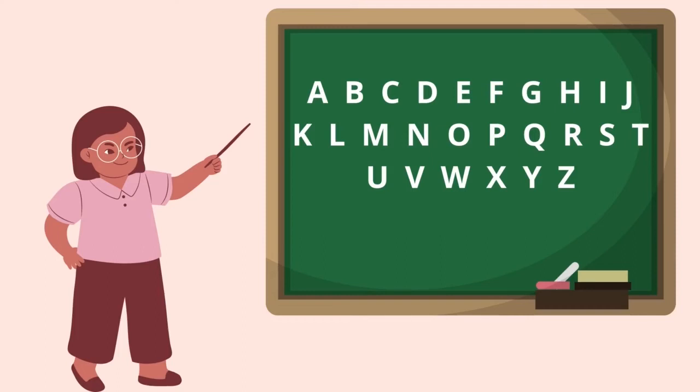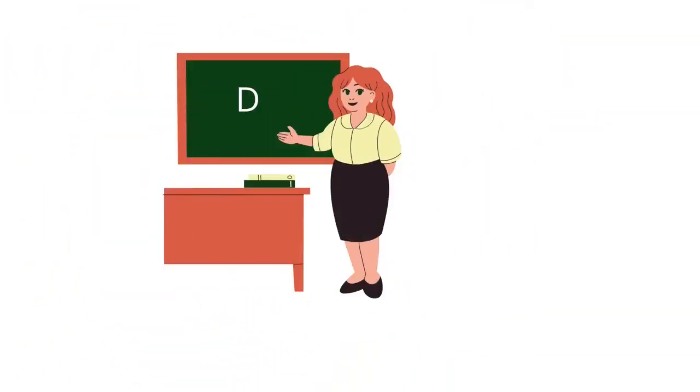And now we're going to do an exercise. Please tell me, what letter is this? This is the letter D. D. What letter is this? Tell me. This is the letter U. Yes, U. What letter is this? This is the letter G. Exactly, G.